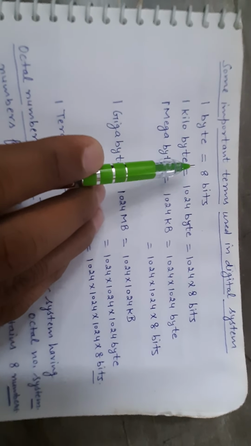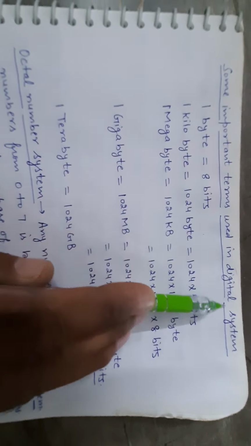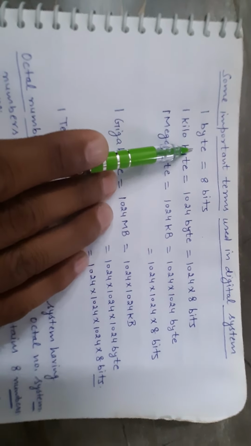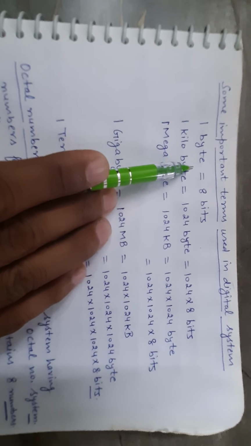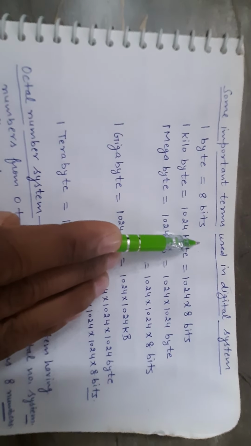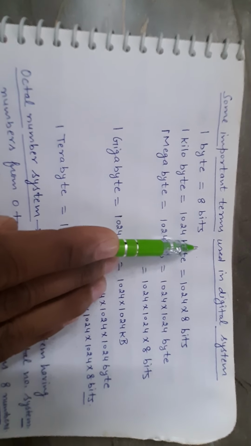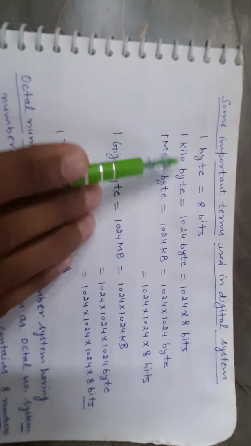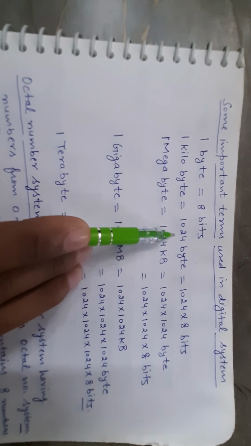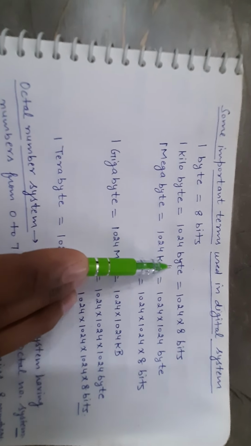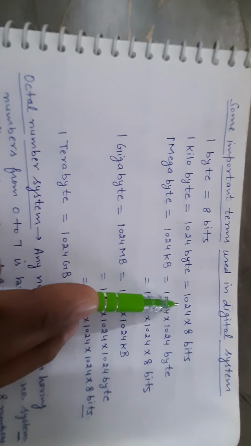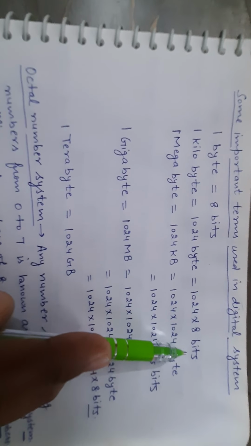Now further I want to explain some of the basic terms which are most commonly used in digital systems. These basic terms are, first, 1 byte. What do you mean by byte? Byte means a combination of 8 bits is called a byte. These are the most commonly used terms when we are dealing with the digital system. Similarly, 1 kilobyte is equal to 1024 bytes. And as you know, a byte is a combination of 8 bits, so I can write here 1024 into 8 bits.